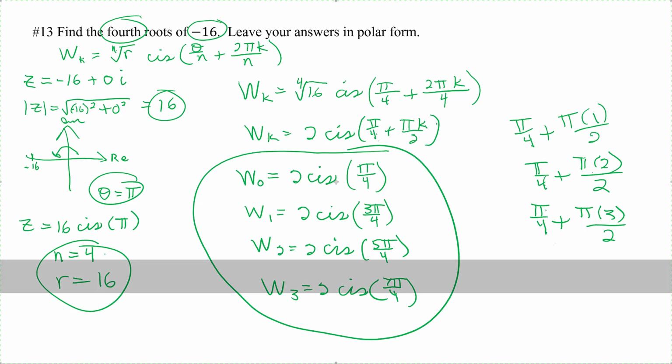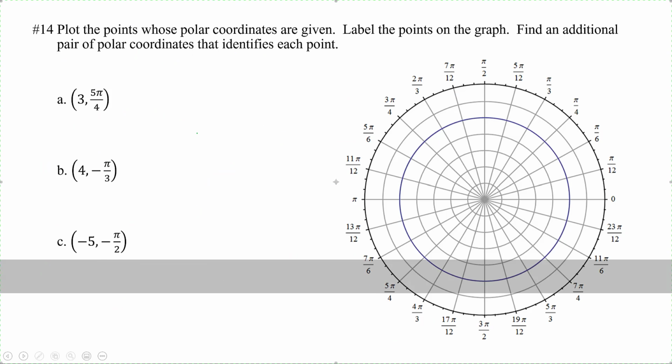All right, so let's go on. We should be getting near the end here. We have just a couple more problems to do. In this next problem, I want to plot the points whose polar coordinates are given and then label the points on the graph. I want to find an additional pair of polar coordinates that identifies each point.